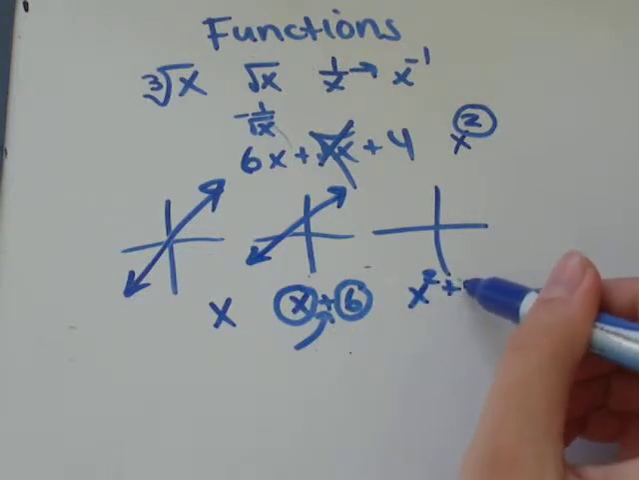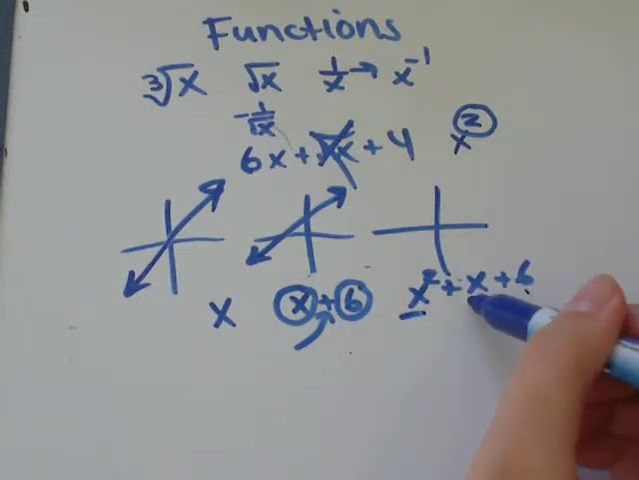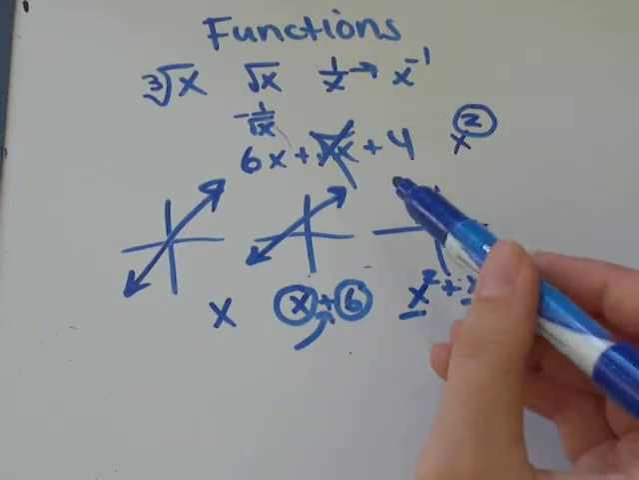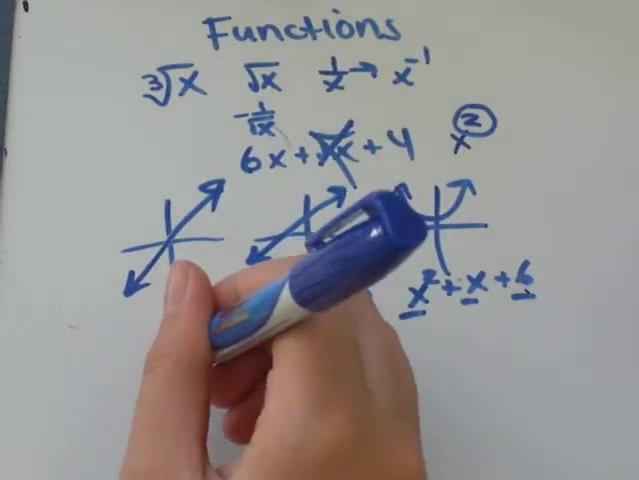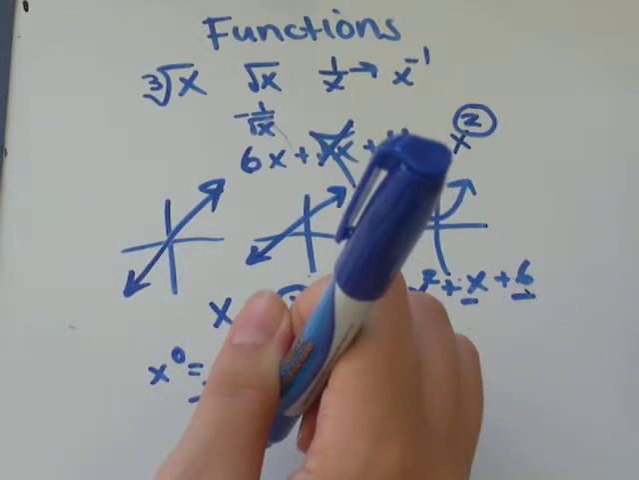x squared plus x plus 6, something like that. It has 1, 2, 3 terms, 3 different parts separated by plus signs. And that would just be some parabola-ish type thing. Okay, so degree and telling the difference between the number of terms, which would be monomial, binomial, and trinomial, they are different. If you have a constant, like x to the power of 0, that equals 1. 1 is a constant. It's just a number.